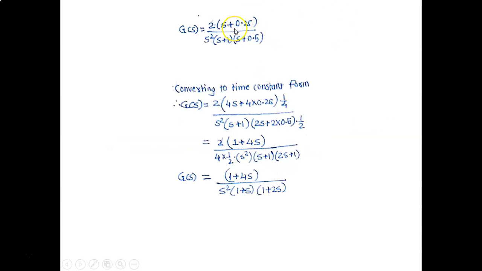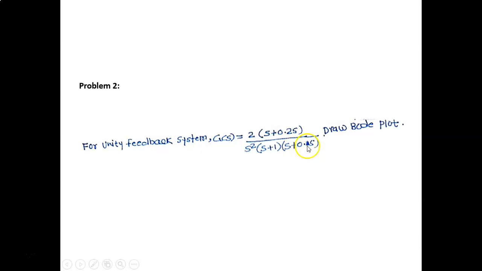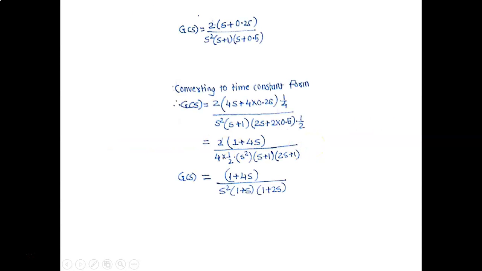Therefore, this is s plus 0.5. Therefore, given equation G(s) is equal to 2 into (s plus 0.25) divided by s square into (s plus 1) into (s plus 0.5). Converting the above equation to time constant form.